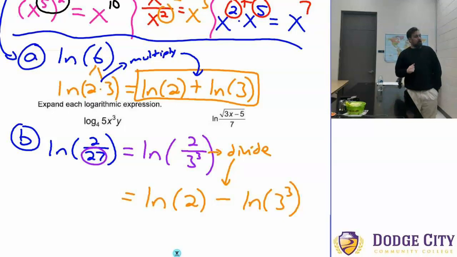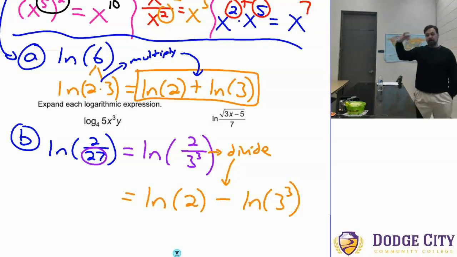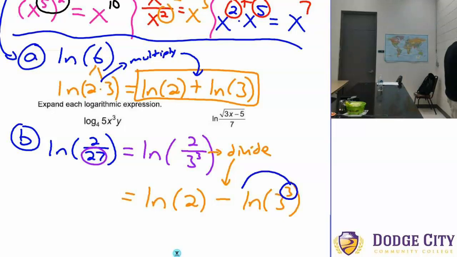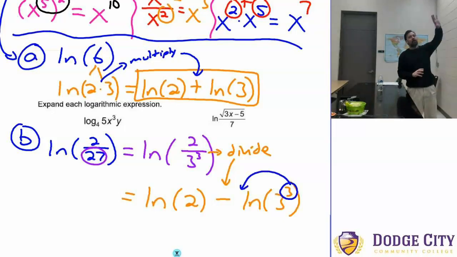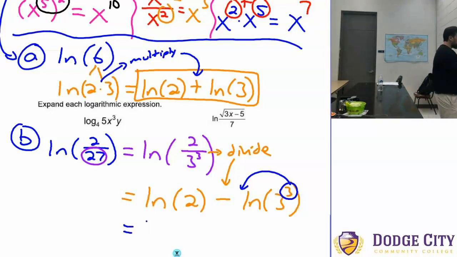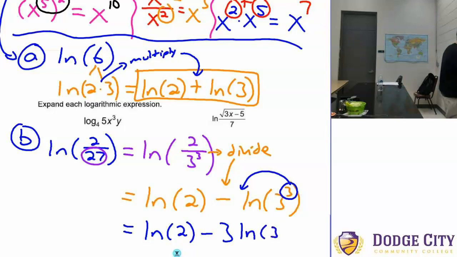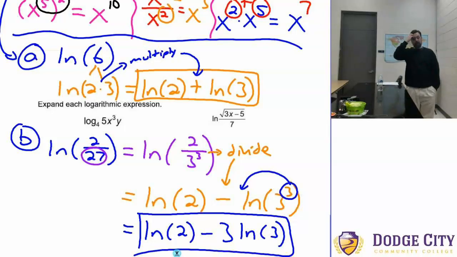Now in this current example, there's one more property of logarithms we can apply, and it's the property where you have an exponent inside the logarithm. You can bring that exponent down in front of just that logarithm. So it doesn't go down in front of the whole problem. It just goes multiplied in front of the logarithm that it's a part of. And so my final answer here would be natural log of 2 minus 3 natural log of 3. And so that's rewriting the problem in terms of natural log of 2 and natural log of 3.